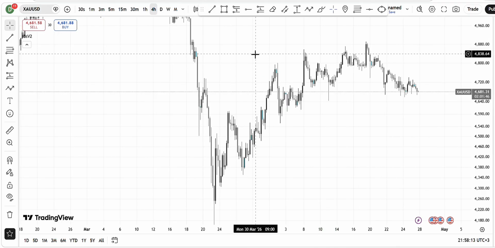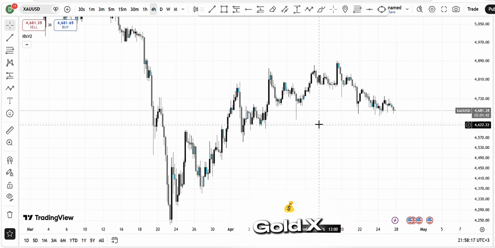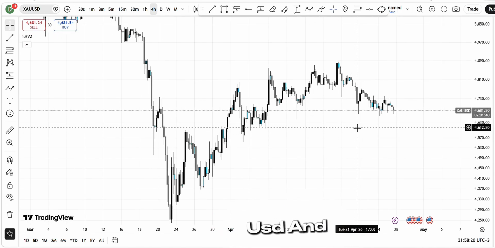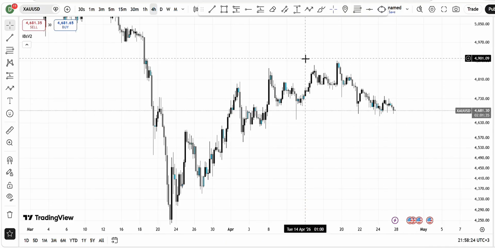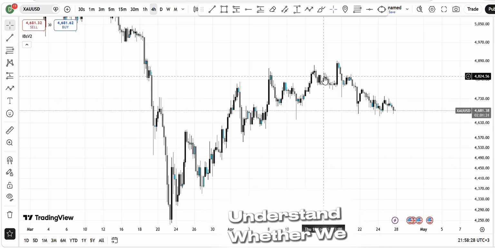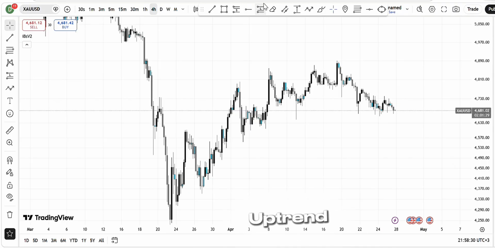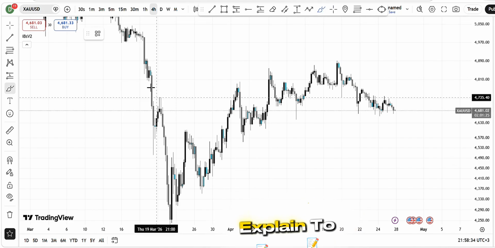Okay, this is how I'm going to simplify this gold. This is gold, XAU USD, and this is the current price action in gold. Let me simply explain to you so that you understand whether we're in a downtrend or uptrend. This might look confusing to you, but let me explain in simple ways.